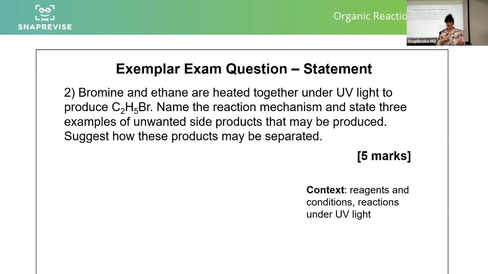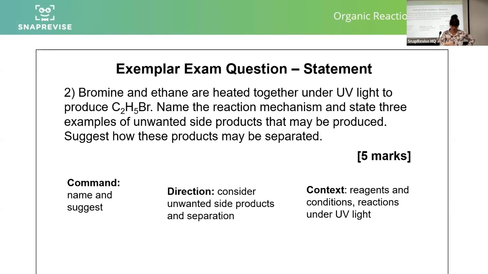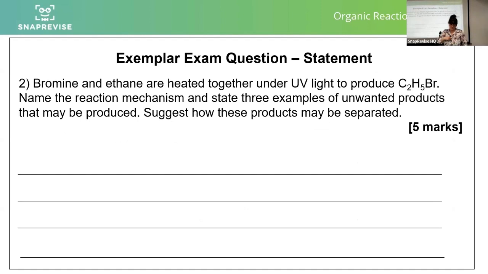Again, this is a suggest question because this is not specific recall knowledge that I've been given in my specification. I haven't been told specifically to know how to separate unwanted side products in this specific reaction. Therefore, I can take comfort in the fact that this isn't something I should be able to recall. It's something I should be able to work out. So name and then suggest, and state as well, really. And then direction: consider unwanted side products and separation. So I've been directed to think about the unwanted side products and then how I can separate those. So what would you say if this was you?